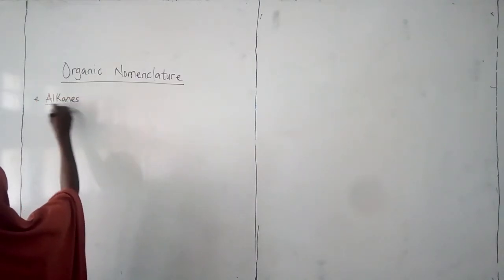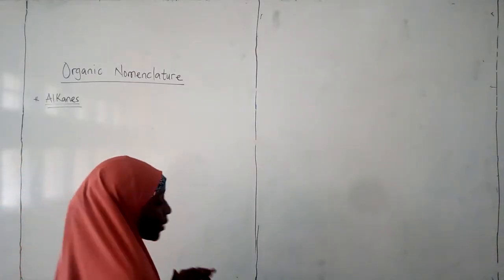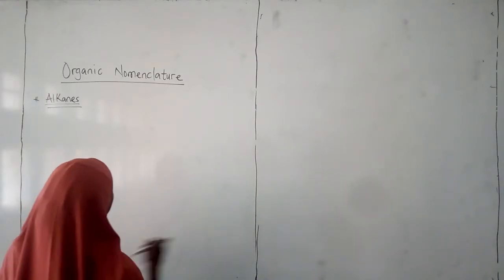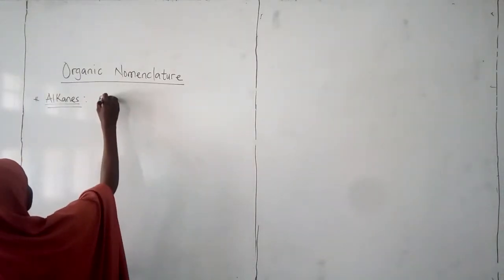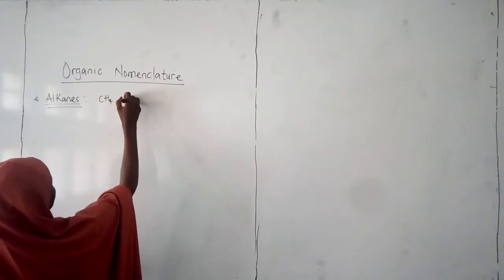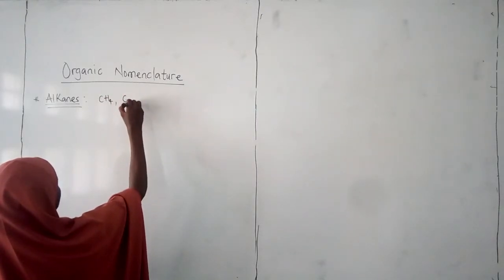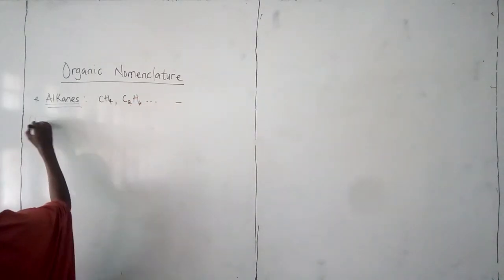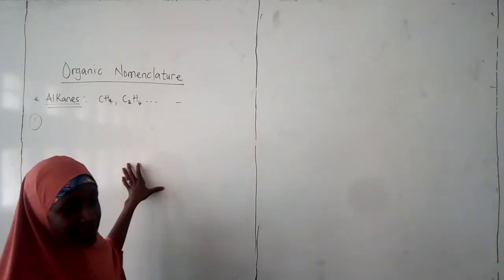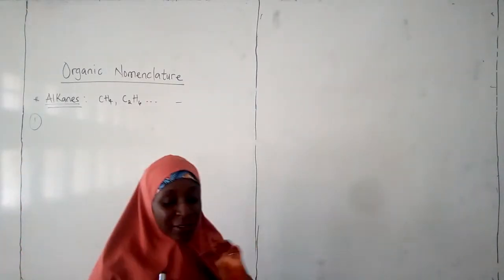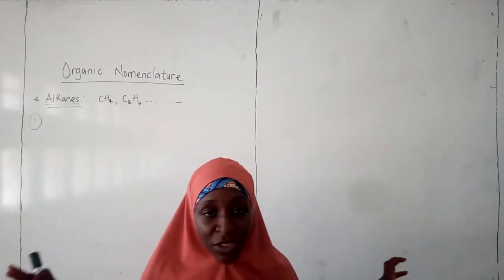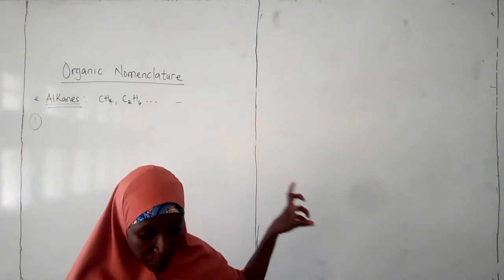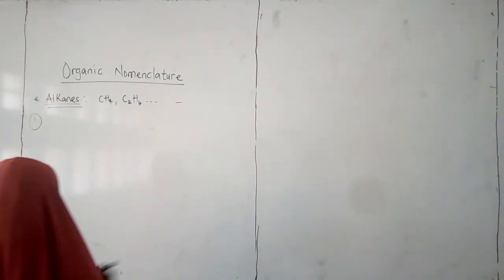Now, as we all know, alkanes are the saturated hydrocarbons. We have CH4 methane, we have ethane, C2H6, and the rest. Now in naming alkanes, we are first going to consider the parent chain. We are going to select the longest chain, and that longest chain is going to be our parent chain.